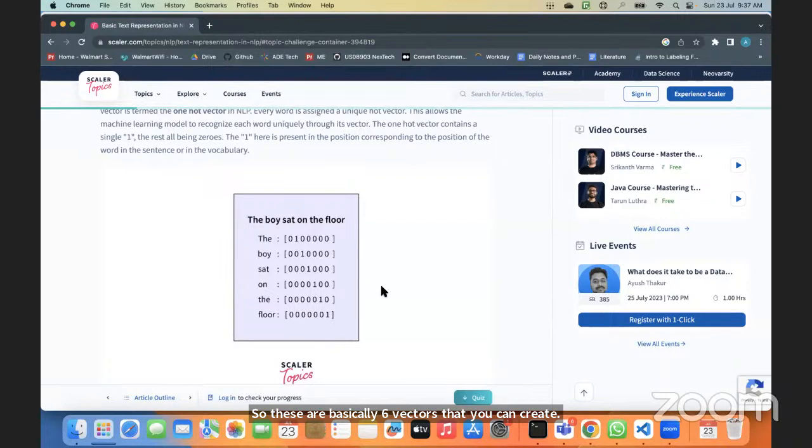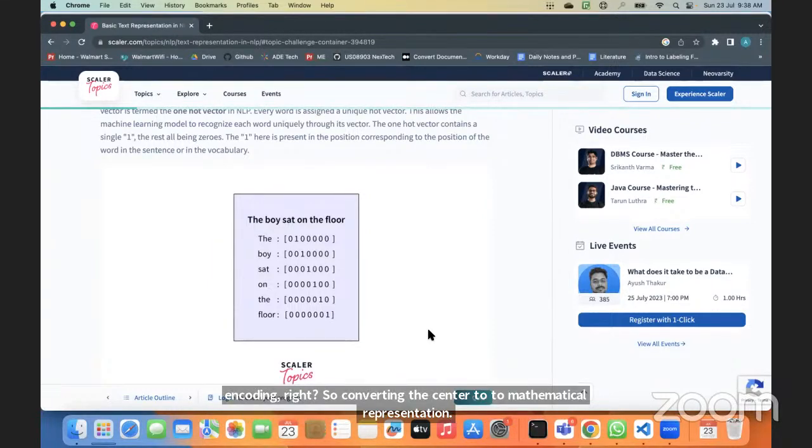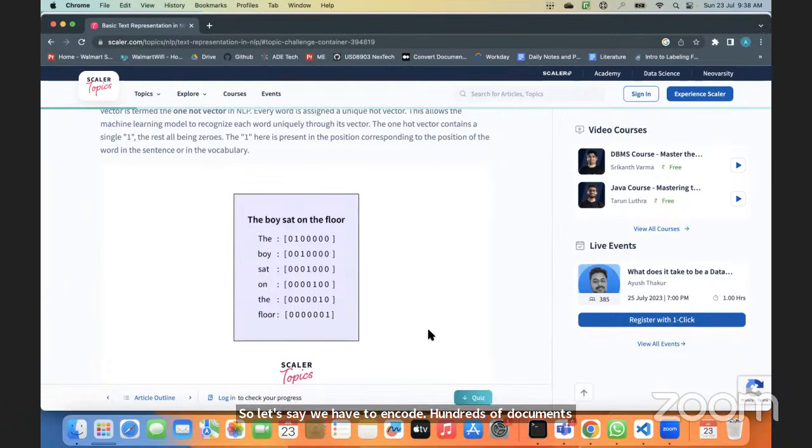But what do you think is wrong with this? Let's say we just have one sentence for now, right? This process is called encoding, converting the sentences into mathematical representations. Let's say we have to encode hundreds of documents which have hundreds of sentences. Would you be able to create sparse matrices like this, just having ones in only one place and then processing that? Would it be efficient?